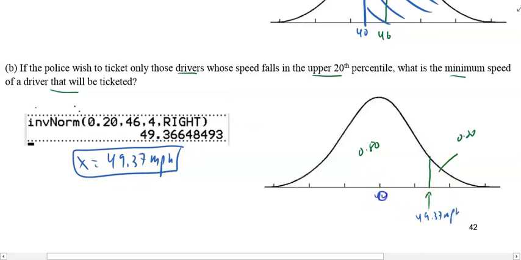Remember, the average was 46. So, those people are driving above 49.37 miles per hour. Those are the people you want to ticket if you only want to get 20%, the upper 20 percentile of this. Again, that area. And that concludes section 6.2.